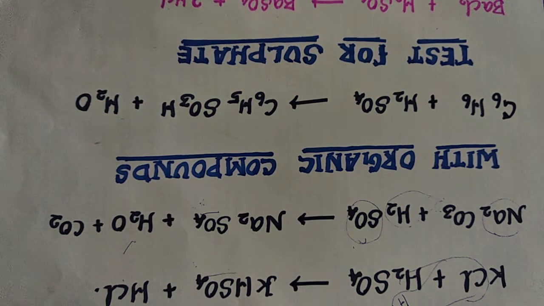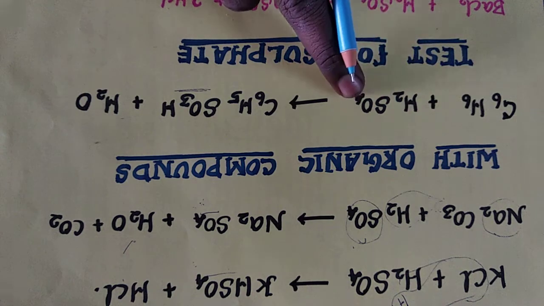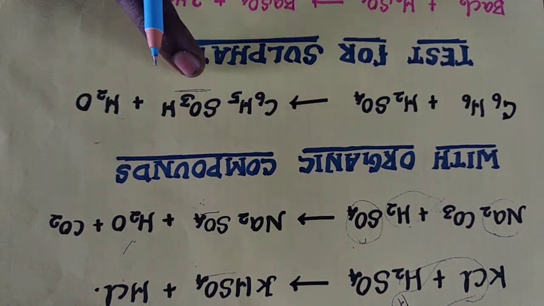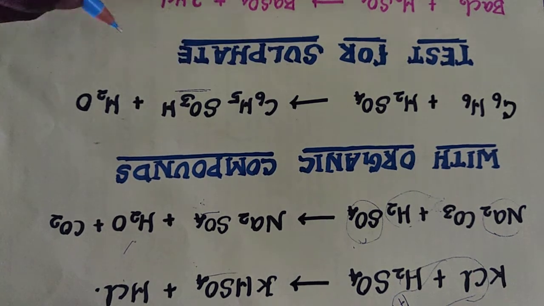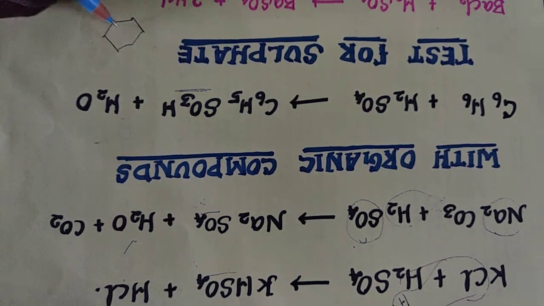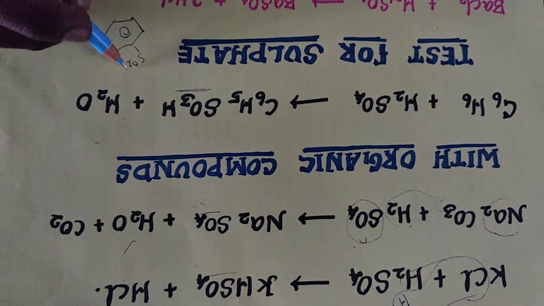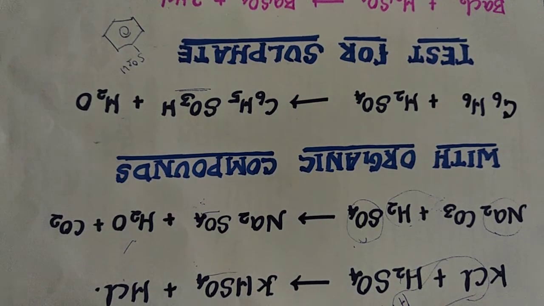Sulfonic acid means the compounds bearing SO3H groups are called sulfonic acids. When benzene reacts with H2SO4, it results in the formation of benzene sulfonic acid. The structure of benzene sulfonic acid will be like this. In a benzene ring, what group will be there? SO3H group will be there. It is benzene sulfonic acid.